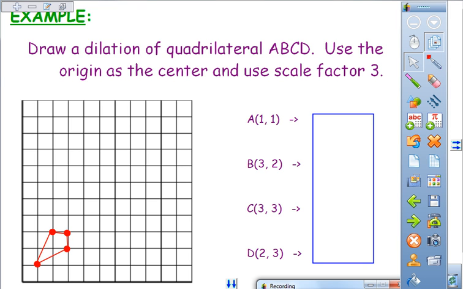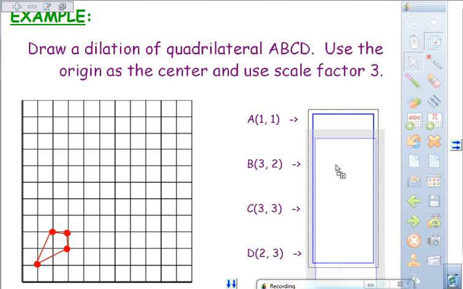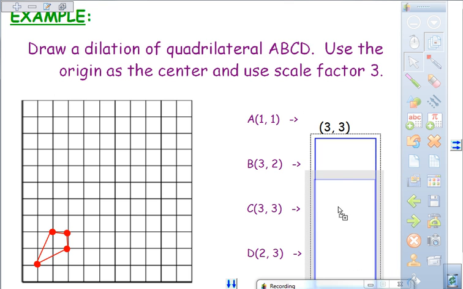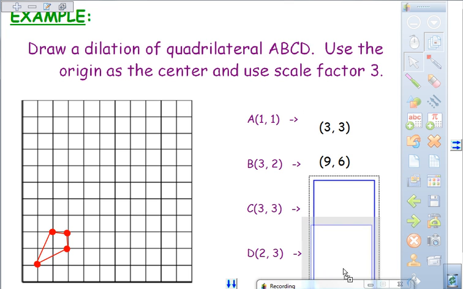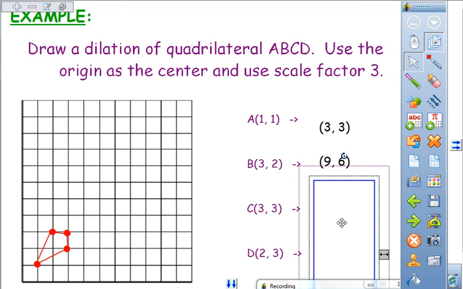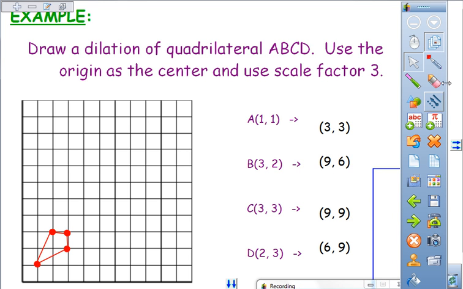Draw a dilation of quadrilateral ABCD. Use the origin as the center and use a scale factor of 3. So let's not pay attention to the graph for just a second. Let's work on our coordinates. So we're going to take the 3 and triple every number that we see. 1 times 3, 1 times 3, 3 times 3, 2 times 3, and so on. So those are going to be our new coordinates.